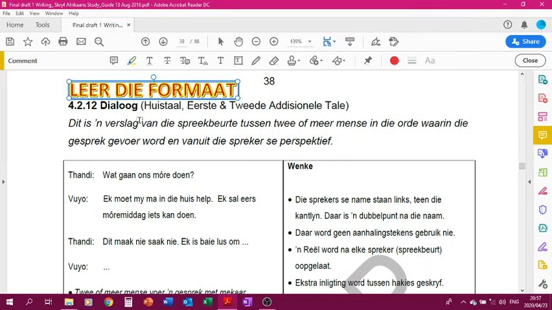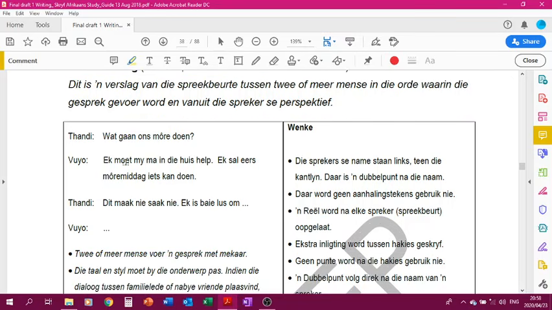So it is a report on people speaking, or conversation rather, between 2 or more people in the order in which the conversation happens, and it is usually from the perspective of the speaker. And remember, each person is a speaker, so it will be from each one of those perspectives, meaning every time that someone wants to say I, they will use ek instead of their name or whatever the case might be.